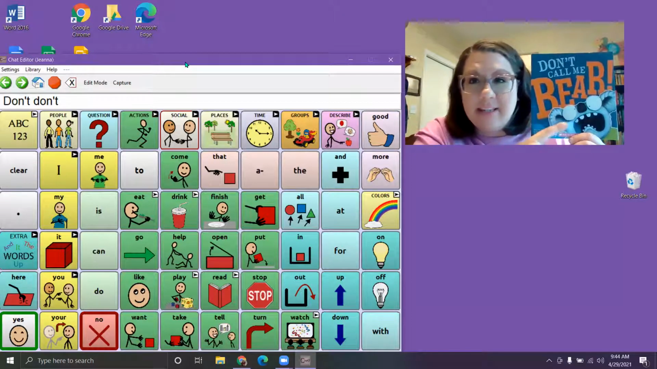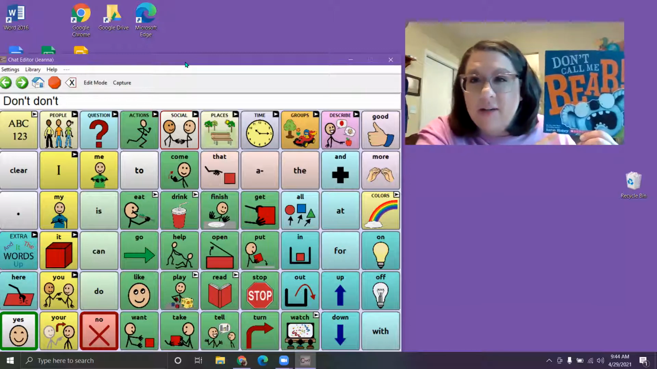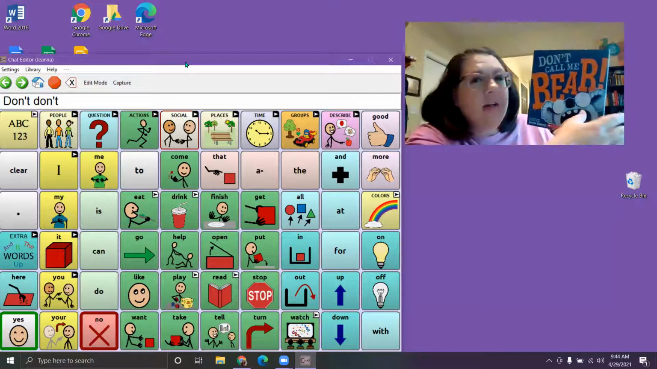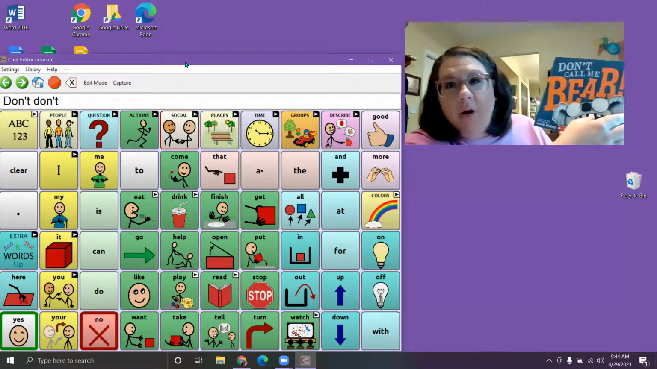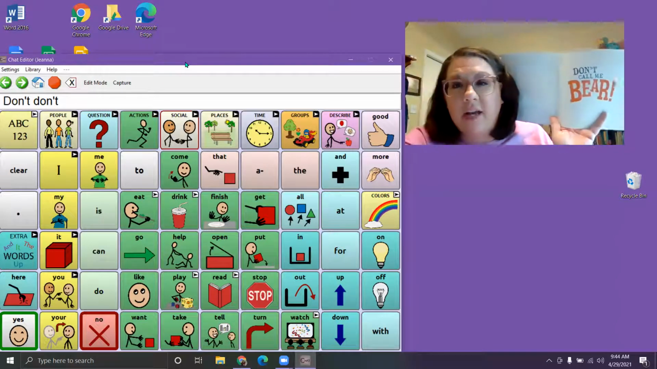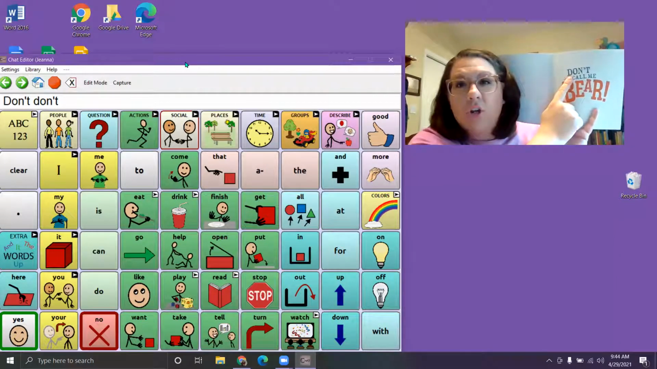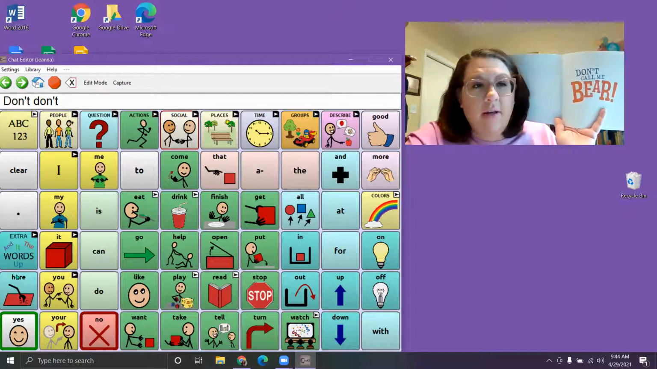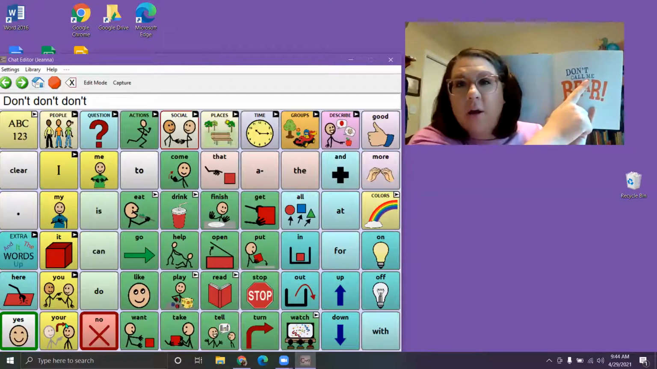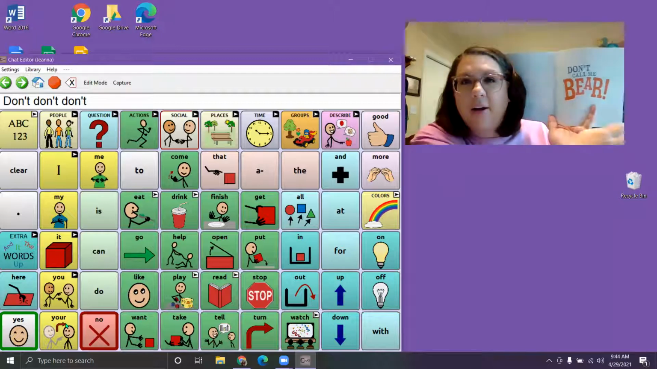We can make guesses based on our picture. And we already talked about our author, and he's also our illustrator, so the person who drew the pictures. All right, and there's our front cover. So let's go ahead and we're going to open up our book and we'll continue reading. Oh, there's our title again. Let's read it again. Don't, so we're going to go to extra words. Don't call me bear.